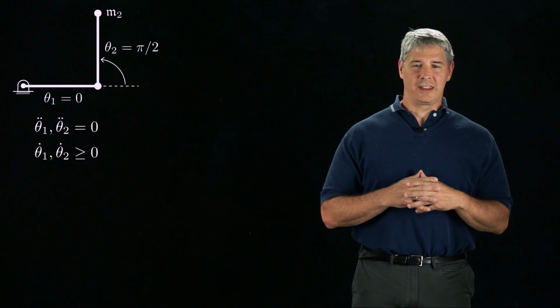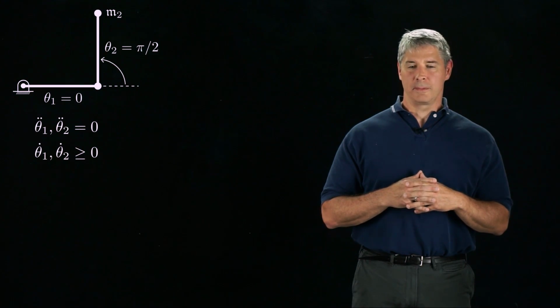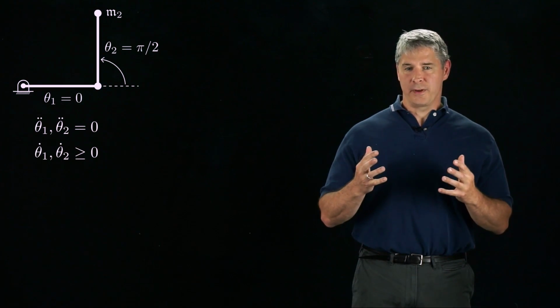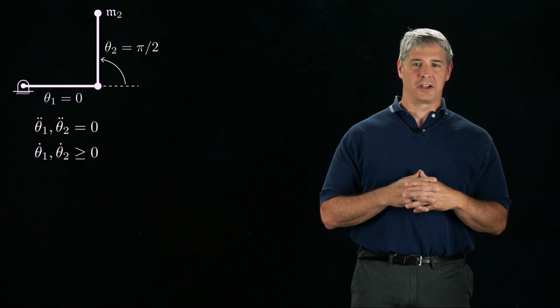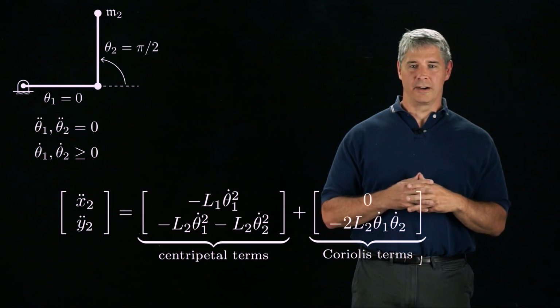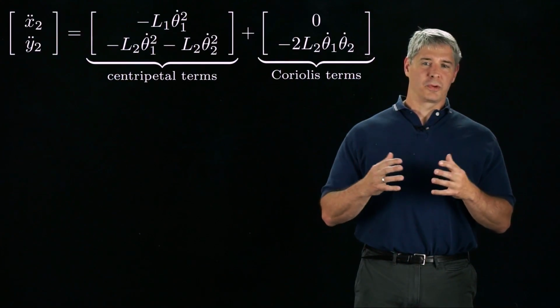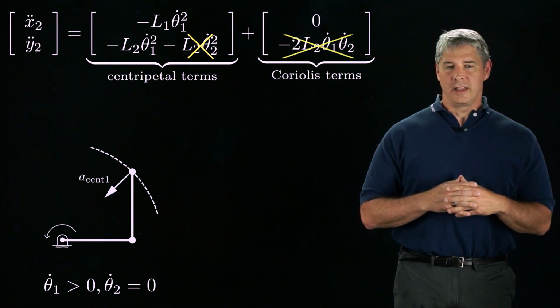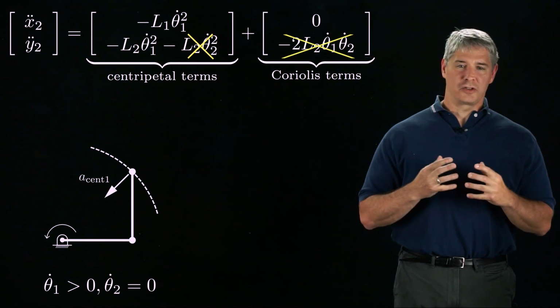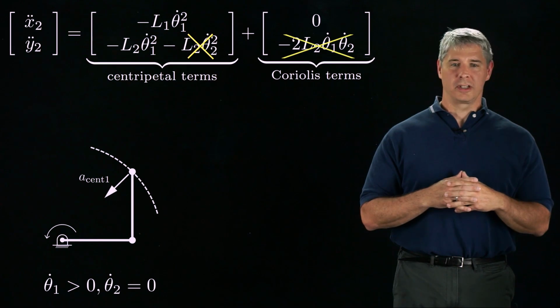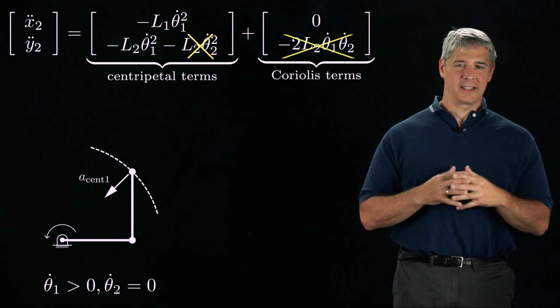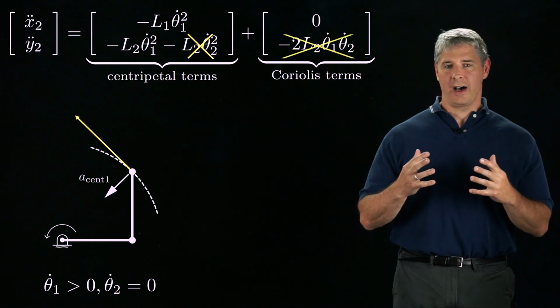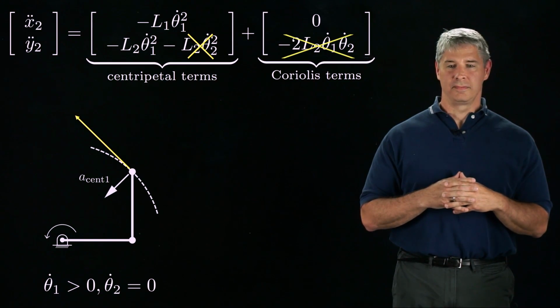Now let's put the robot at theta 1 equal to 0 and theta 2 equal to pi over 2. At this configuration, the velocity product acceleration terms for mass 2 are given here. Now consider the case where theta 1 dot is positive, but theta 2 dot is 0. Then the mass travels around the circle with its center at the first joint. The centripetal acceleration of the mass is proportional to theta 1 dot squared toward joint 1. Without that centripetal acceleration, the mass would fly off in a straight line tangent to the circle.